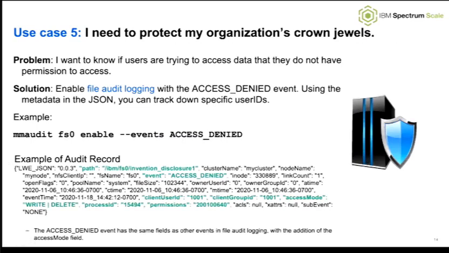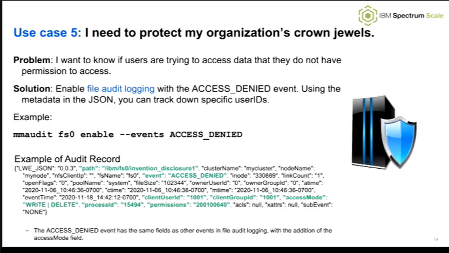Awesome. Thank you, Jake. So today I want to walk through a new use case that we now support in Spectrum Scale 5.10. This use case is now made possible thanks to the new event we introduced called access denied. For example, let's say I need to protect my organization's crown jewels. I want to know if users are trying to access this very sensitive data when they don't have the necessary permissions to do so. Well, we can enable file audit logging with the access denied event. So let's dig into what kind of information we can extract from the audit records.